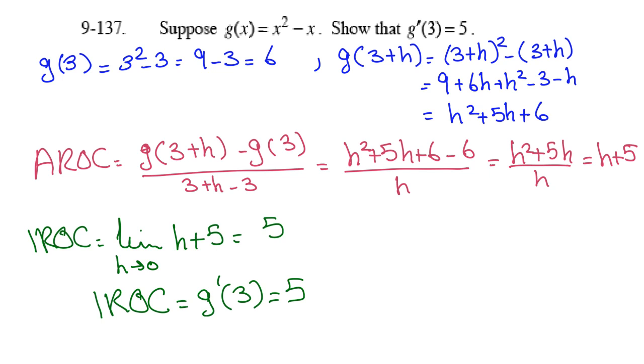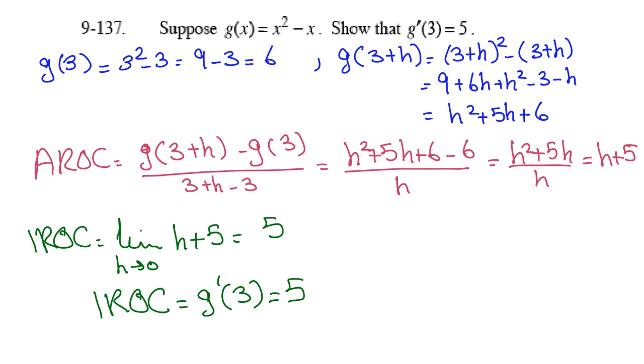So I did g of 3, which is 6, g of 3 plus h, which is h squared plus 5h plus 6. I did my AROC and I ended up having h plus 5. I did my IROC and I get 5. So the IROC is the same as the derivative of g at 3, which is equal to 5. I'm hoping that you got the same answer as mine.